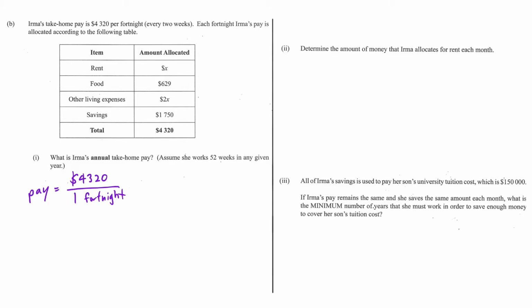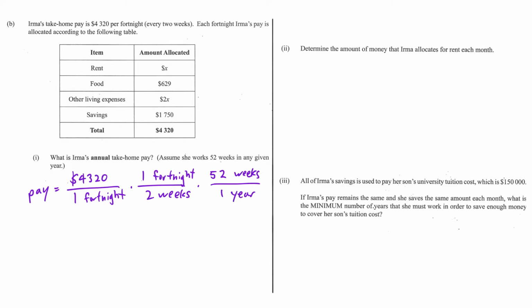Now, we are told that a fortnight is 2 weeks, so I can convert this to weeks by multiplying by 1 fortnight is equivalent to 2 weeks. Next, I want to convert from weeks to years. I know that there are 52 weeks in 1 year.